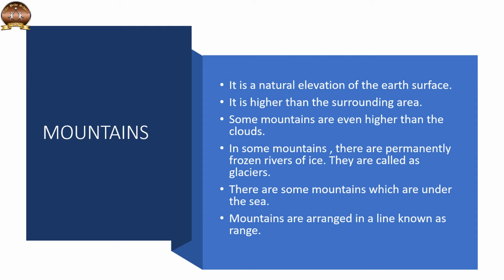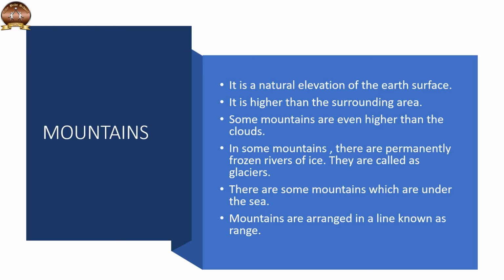As you go higher, the climate becomes colder. In some mountains, there are permanently frozen rivers of ice and they are called glaciers. There are some mountains you cannot see as they are under the sea. Because of the harsh climate, fewer people live in the mountain areas. Since the slopes are steep, less land is available for farming.